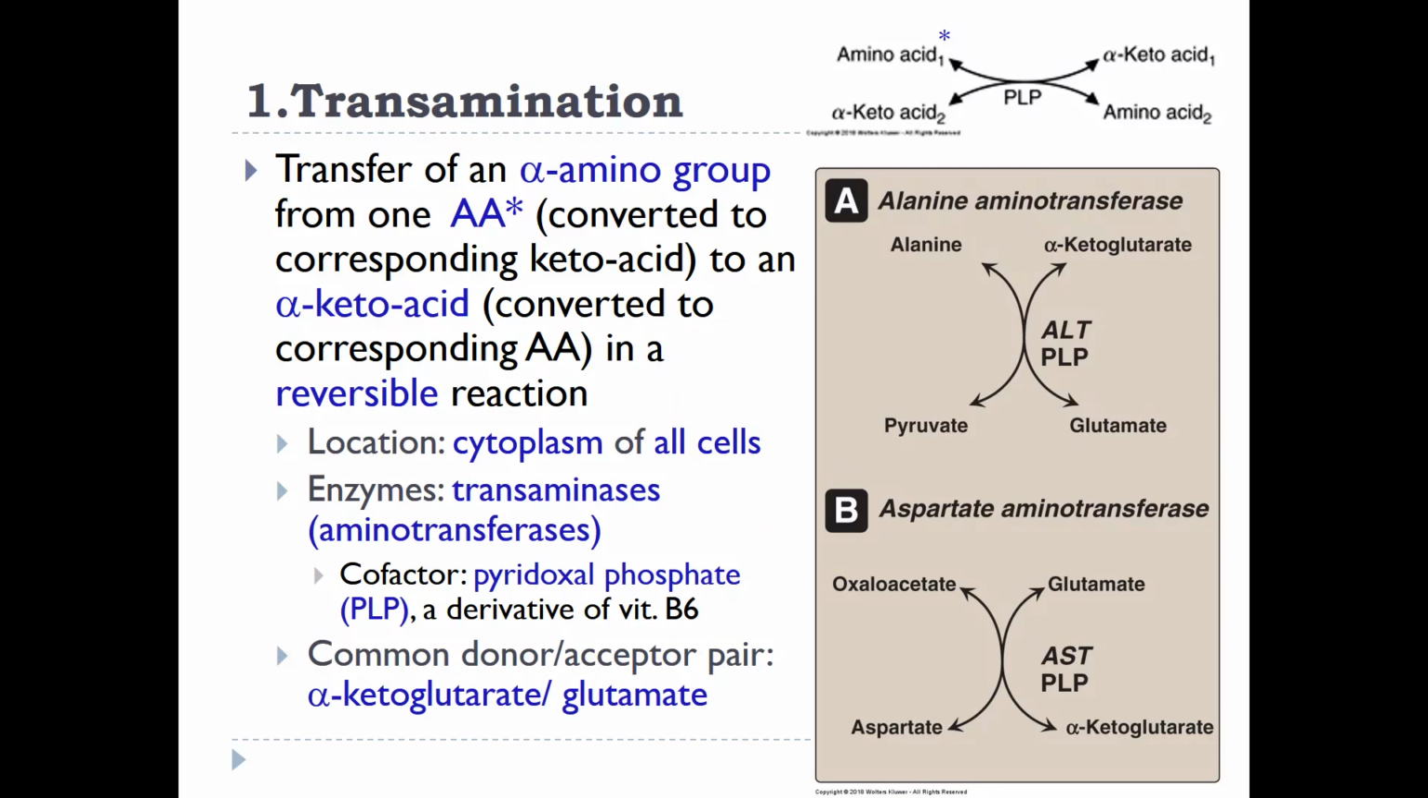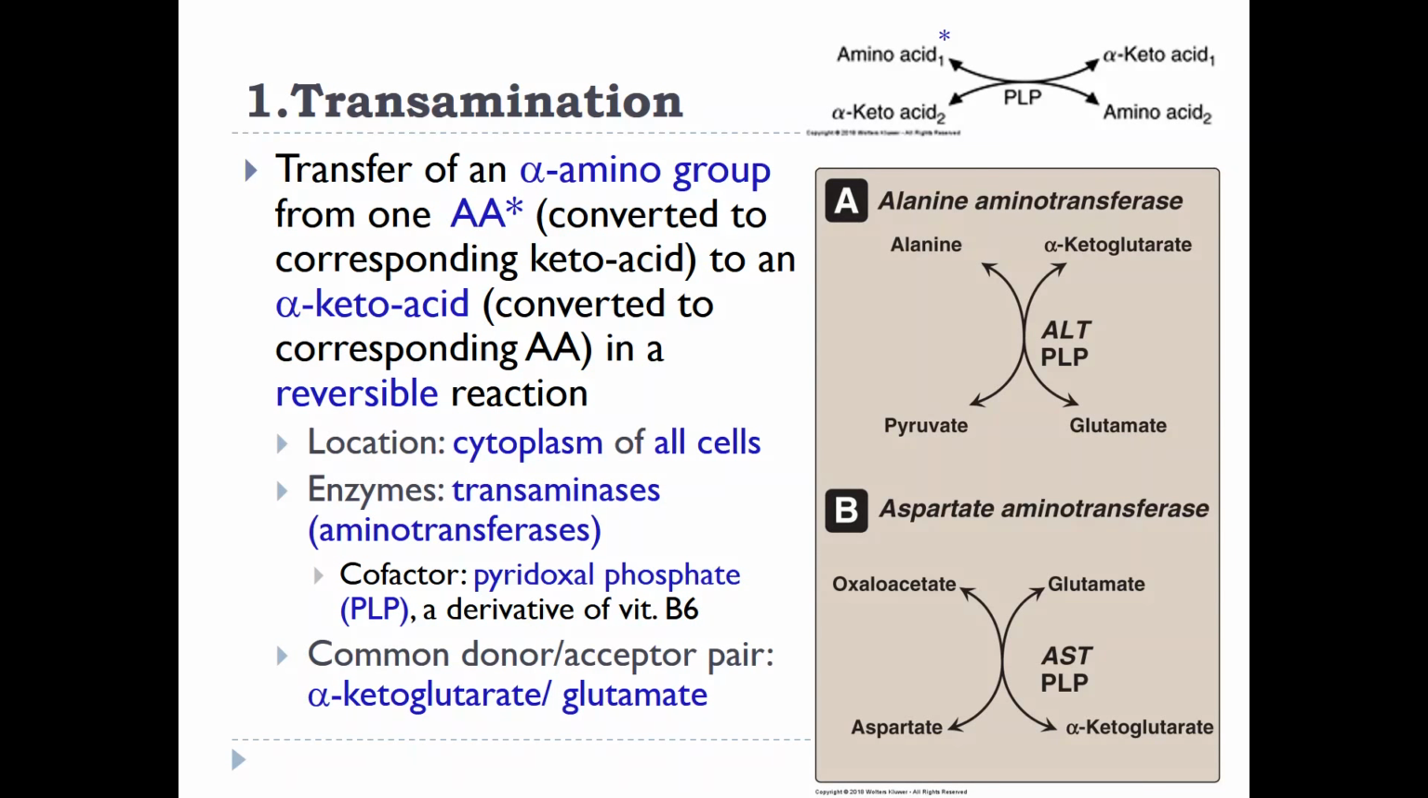Transamination is the first step in the removal of an amino group from an amino acid. This occurs by transferring the amino group from one amino acid, no matter what that is, to an alpha keto acid in a reversible reaction. In the process, another keto acid and amino acid are produced. Basically, you can think of this reaction as a swap of amino groups between two amino acids.